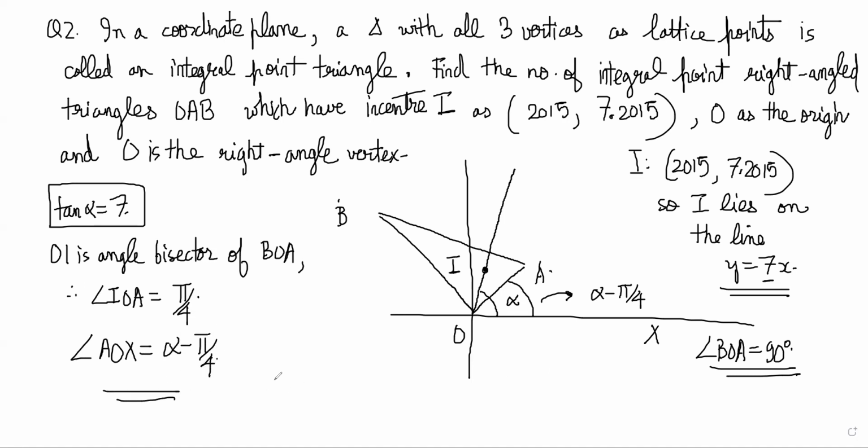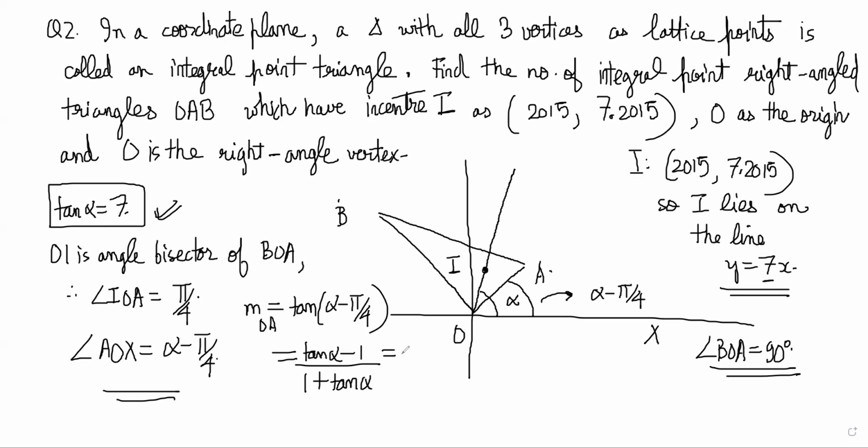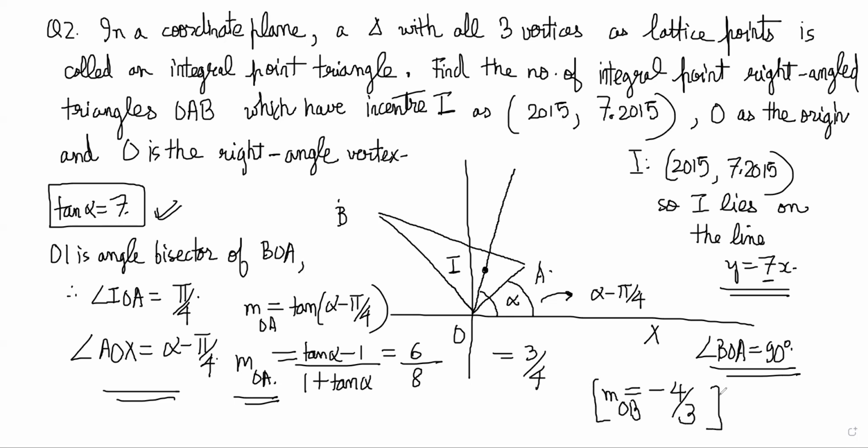So that is obvious. So we know the slope of OA now, because we know tan alpha is 7. So the slope of OA, m_OA, would be tan of (alpha minus pi by 4). And that comes out to be (tan alpha minus 1) by (1 plus tan alpha), which is (7 minus 1), 6, by (1 plus 7), 8. So that is coming out to be 3 by 4. So the slope of the OA line is 3 by 4, and therefore the slope of the OB line should be minus 4 by 3 because the OB line is perpendicular to the OA line, right?